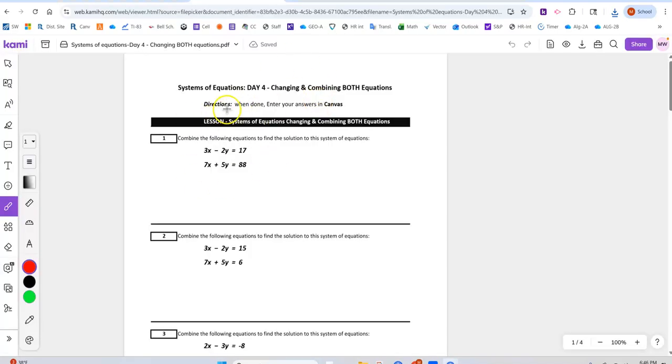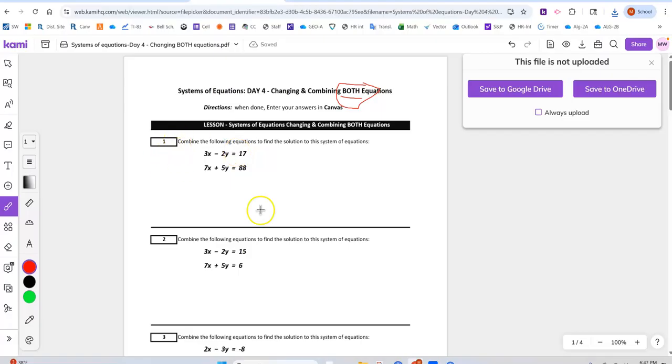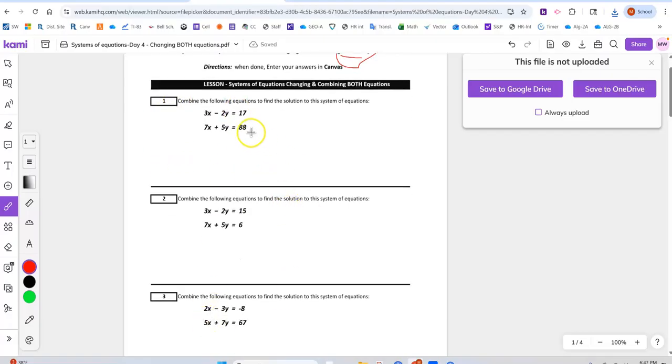Okay, so this is the assignment for today. Day 4, changing and combining both equations. That's what we're going to do today. So let's take the first question, number 1. We're going to do the first 3 together in this video.